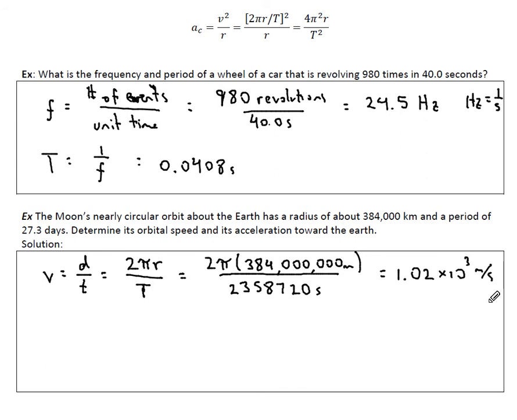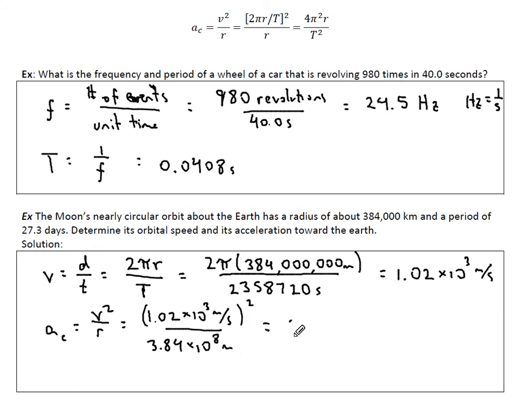So it's traveling around a kilometer every second. That's how fast our moon is traveling. For acceleration, a_c is equal to v squared over r. Just plug in that speed, 1.02 times 10 to the 3 meters per second. We're going to square that number, and divide it by the radius, 3.84 times 10 to the 8. Again, we need meters, not kilometers. And we get 2.72 times 10 to the negative 3 meters per second squared.